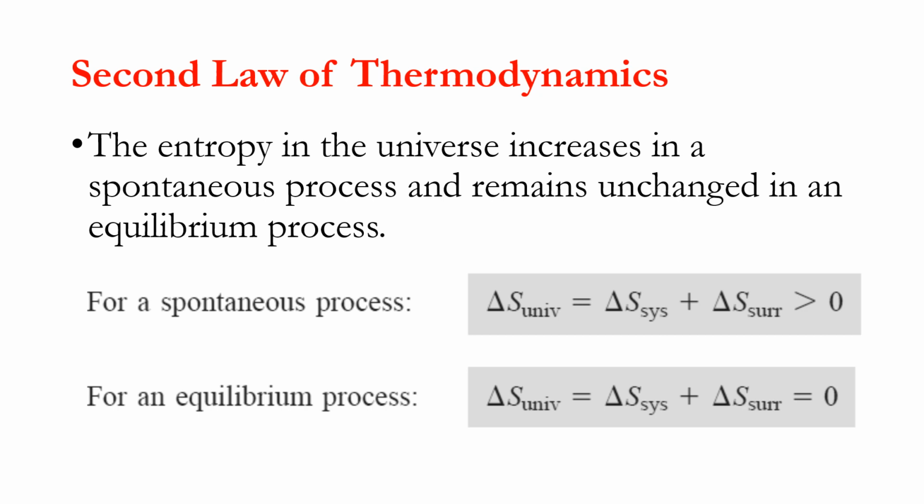So if the change in entropy is positive, then we consider the system or the process to be spontaneous. For an equilibrium process, the change in entropy of the system is numerically the same as the change in entropy of the surroundings, but in opposite sign. And the sum of the two is equal to 0.